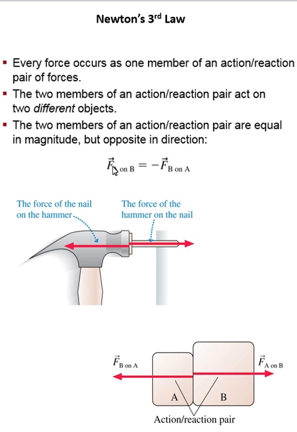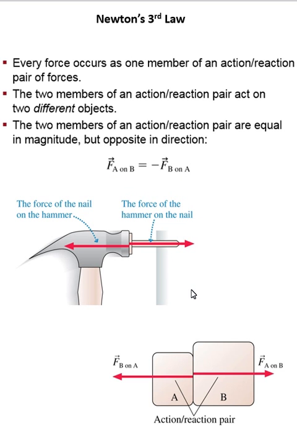Please note that the way you get the reaction force is to change the object and the agent, and therefore they act on different objects. The force on the left side of the equal sign acts on object A. The force on the right side of the equal sign acts on object B.